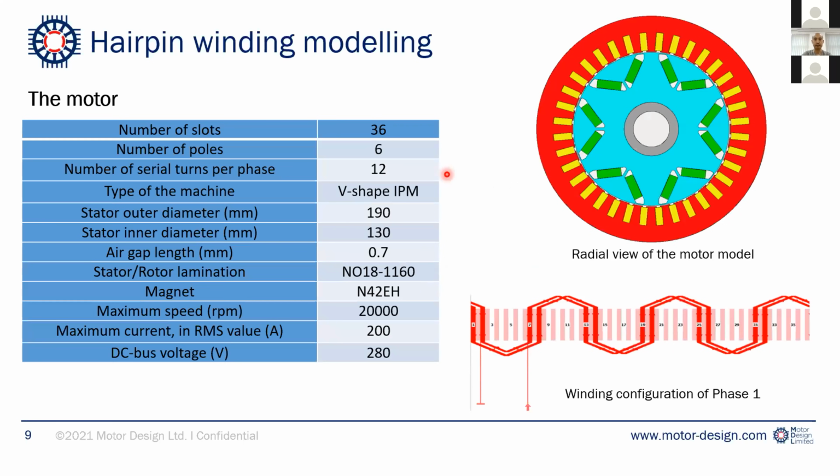So here is the motor example. It has 36 slots, 6 poles. We have a number of serial turns per phase, which is 12, V-shape IPM, and all these parameters and materials are listed here. So here is the model, the topology of this electric motor. And we can model that winding configuration in MotorCAD. This is what it looks like when we model that.